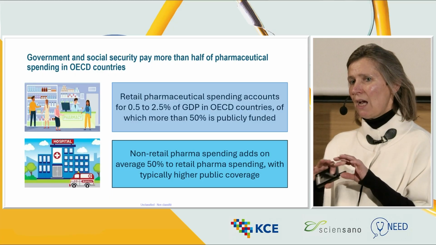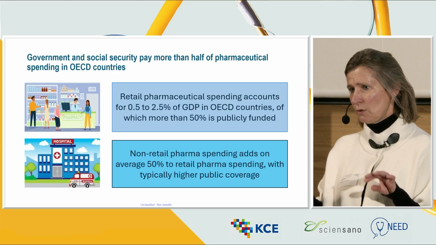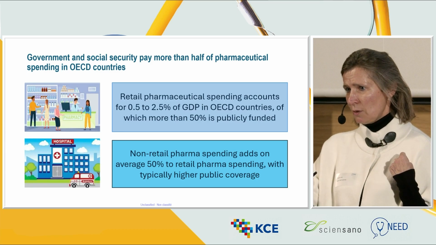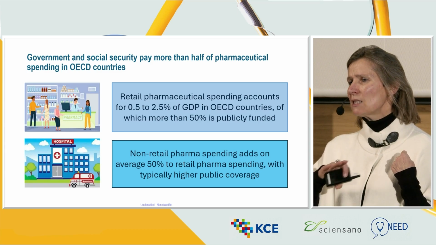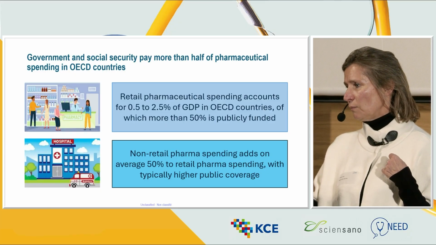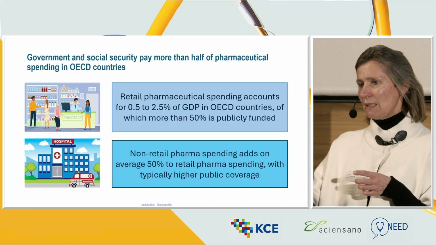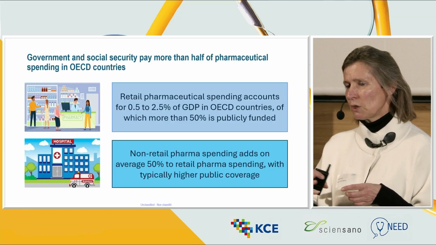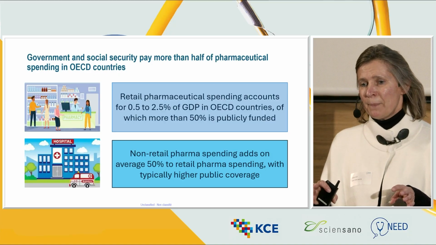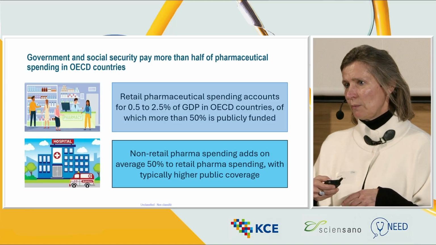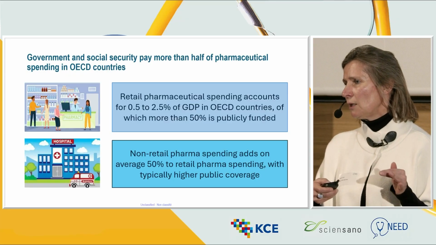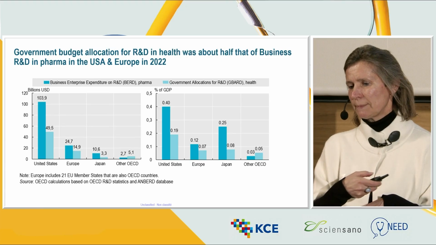And on average, for all OECD countries, you have to add another 50% to the figures I just showed to take this into account. Again, it's very variable. In Denmark, half of their whole pharma spending is in that category, while in countries like Germany it's less than 10%. But this part of pharmaceutical spending is almost completely covered by public funding.